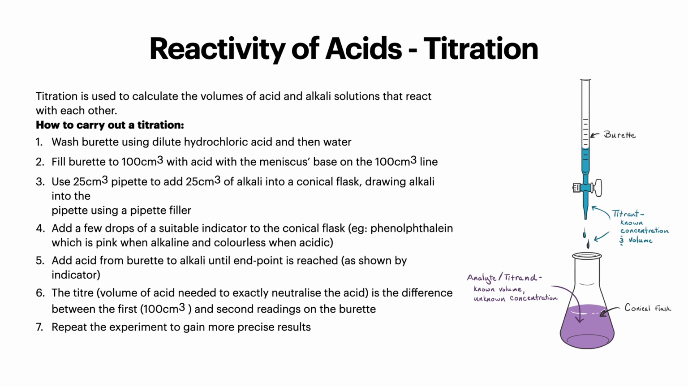Then the volume of acid needed to exactly neutralise the alkali is the difference between the first 100 centimetre cube and second readings on the burette. Then repeat to gain more precise results. So essentially the difference in liquid between the start at the 100 centimetre cube mark and where you're left at the bottom when you reach that end point is how much acid is required to neutralise.